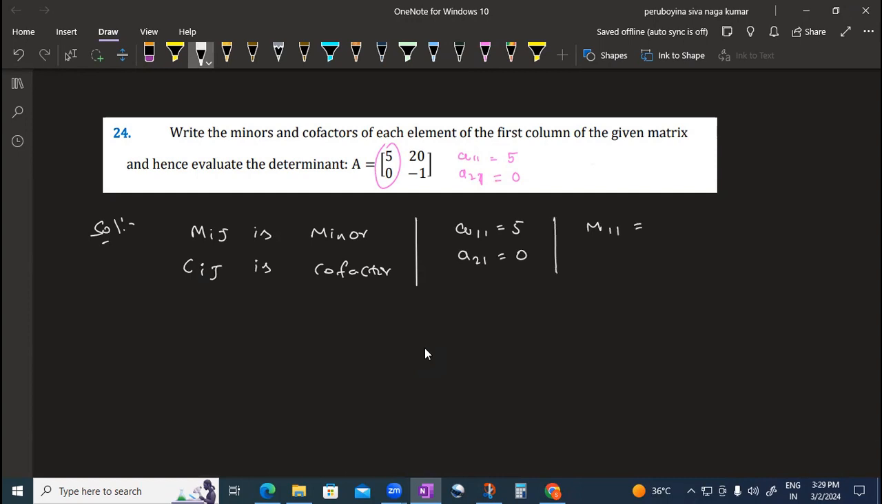M11 is equal to. M11 means delete the row and column. Delete the row and column. What is left? That is M11. Similarly, delete the row and column of M21 to get M21. It is 20.